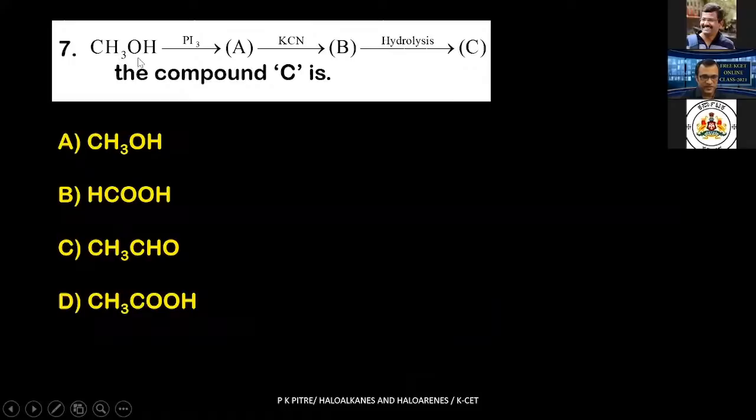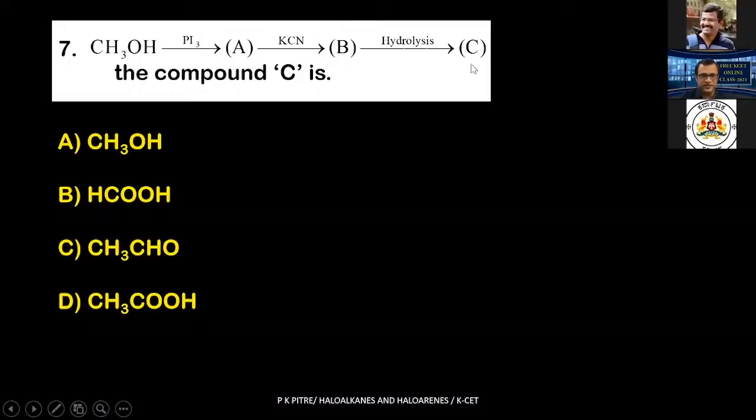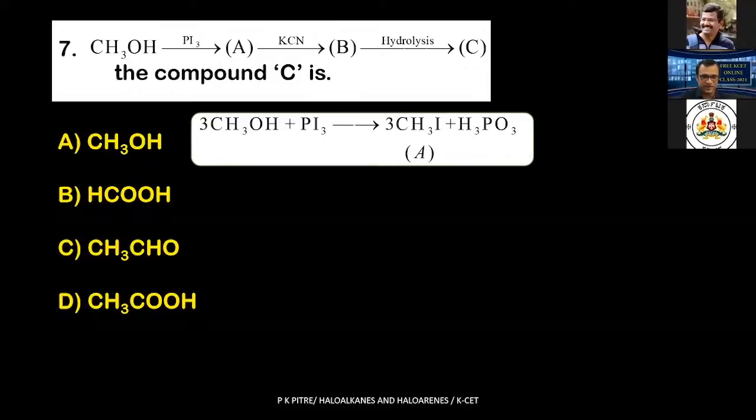Remember that. Fine. Next is this. What is the question? Methyl alcohol is treated with PI3, phosphorus triiodide. You are getting A. A is treated with KCN. You get B. And B on hydrolysis, you get C. Again, write the reactions and just see, people, what is going to happen. Look, the first equation I have written. What has happened over here? Your OH has been replaced by I, and you are getting methyl iodide. The A that is formed is methyl iodide. Okay, a simple substitution reaction. OH gets replaced by I.